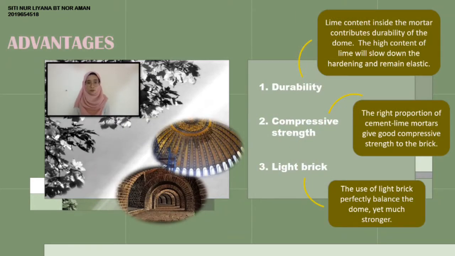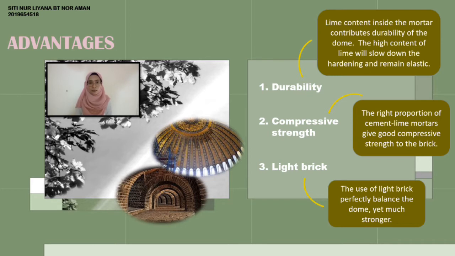For the material used, indeed there will be advantages and disadvantages. For this dome to only use mortar and brick, the advantages are durability, compressive strength, and light brick. The lime content inside the mortar contributes durability toward the dome. This is because the high content of the lime will slow down the hardening and maintain the elasticity.